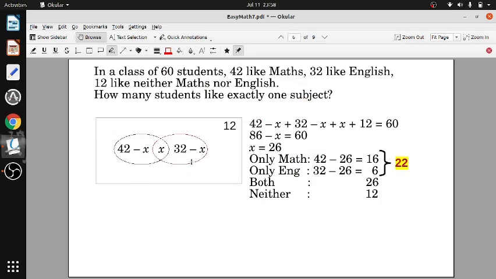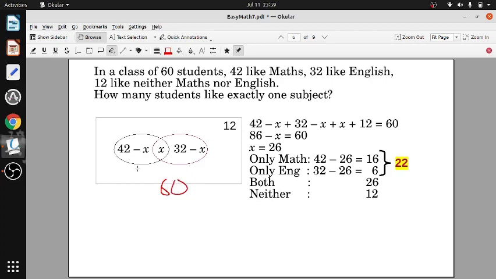In a class of 60 students, 42 like maths, 32 like English, 12 like neither maths nor English. So you have to find the number of students who like exactly one subject. Now this is what we call a Venn diagram, and if Venn diagram is not familiar, this rectangle represents the total class, which is 60 students.